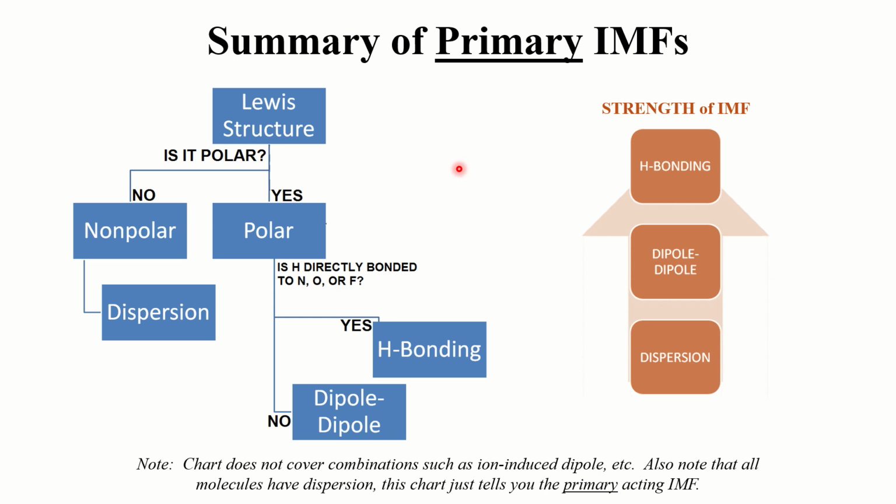All right, here's a summary slide. This chart right here will help you break down and determine what IMFs a compound will have. And then again, this is just a recap that covers the strength of IMFs. And I do want to note that this chart doesn't cover those three combinations we saw just 2 slides ago.